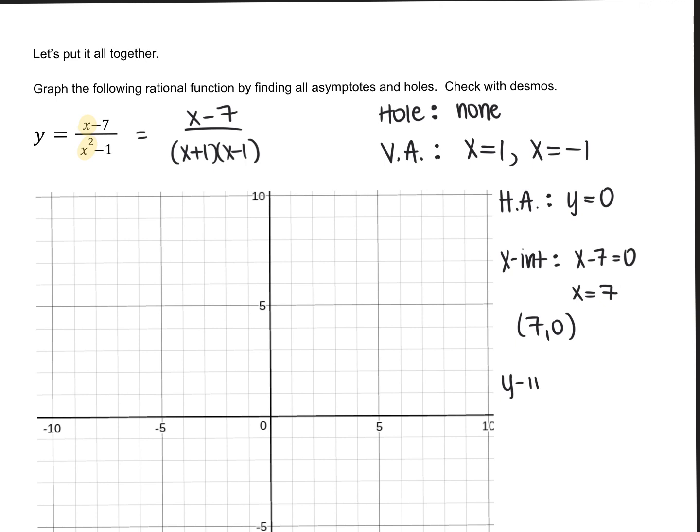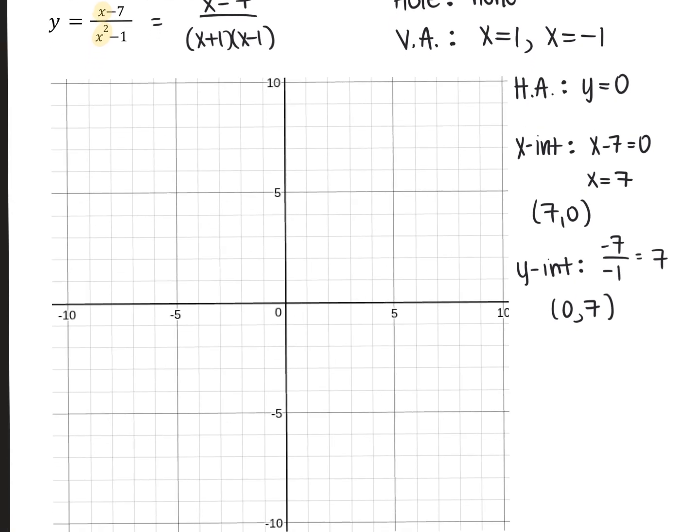The y-intercept is going to happen when I plug in 0 for x. So all I care about are the constants. So the constant in the numerator is negative 7, and the constant in the denominator is negative 1, which is also going to give me 7. So I have a y-intercept at 0, 7. Okay. So when I'm finding the horizontal asymptote, the x-intercept, and the y-intercept, I want to look at the form before it was factored. When I'm looking for the hole, if there is one, or the vertical asymptotes, I need to factor my equation. So let's put it together and graph it.